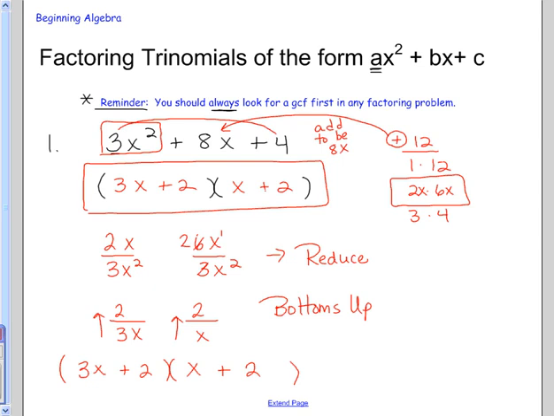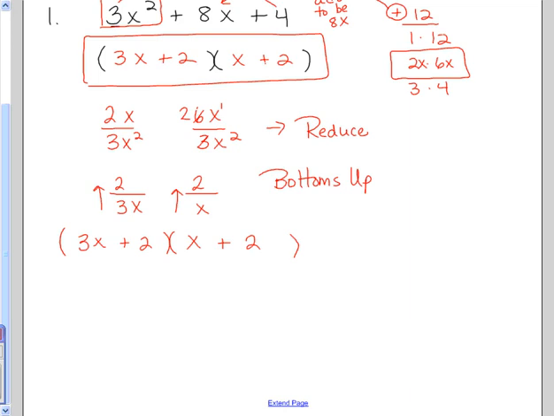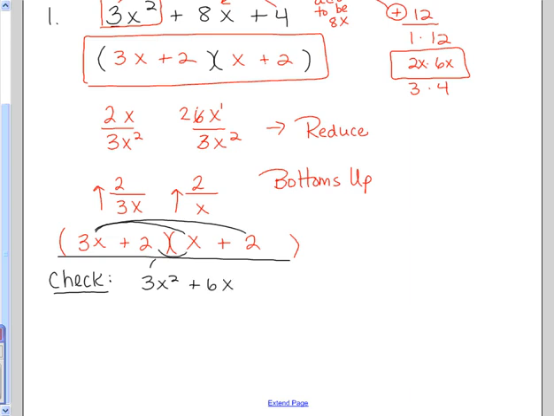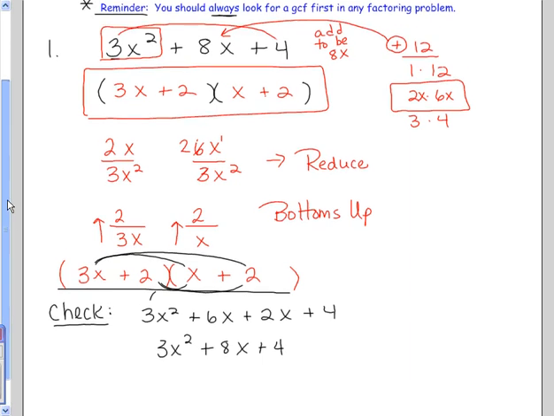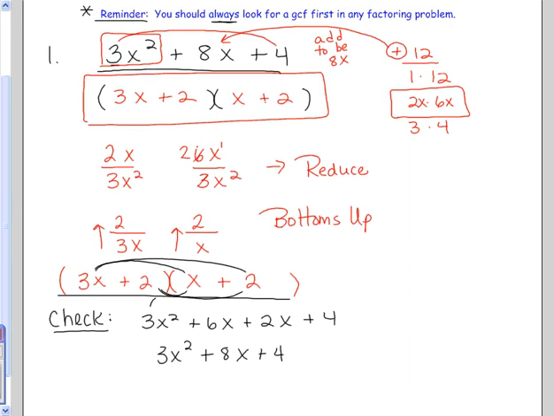How do I know this is correct? Well, we can always check, which is a good idea. If you check, this means we want to fold these back together, so I'm going to use the one I have written here. 3 times x is 3x squared. 3x times 2 would be 6x. 2 times x is 2x. And 2 times 2 is 4. Combine like terms, and I do have the original trinomial that I started out with. All right, let's look at a second example.